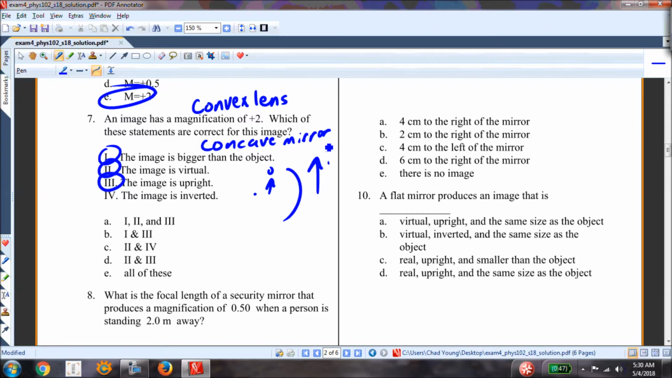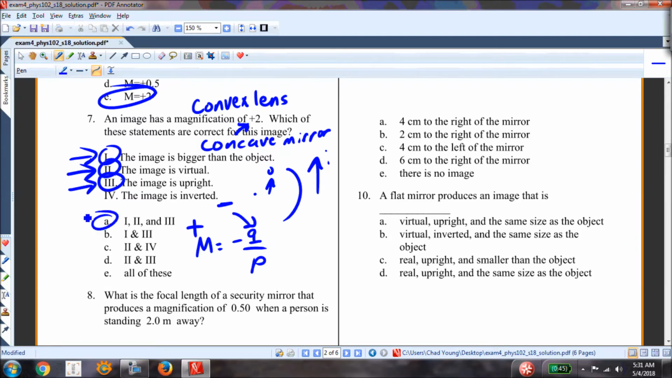But if I'm not certain about that, I can look at my magnification formula, M = -q divided by p. And I know if this value is positive, then q has to be negative to make that positive. So that's going to be the case there. And then also, because this value is positive, it's going to be upright. Okay, so I can find out all that just from knowing my lenses and mirrors, or from just thinking about the signs of this formula.